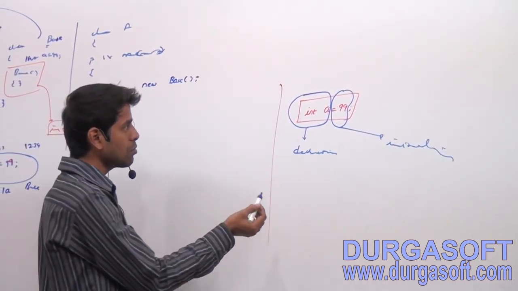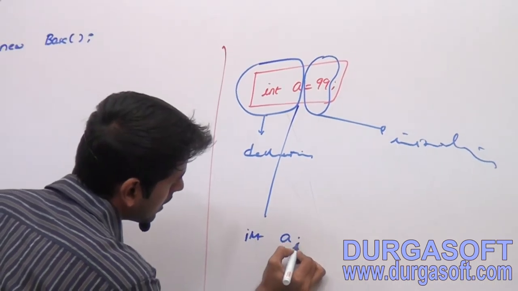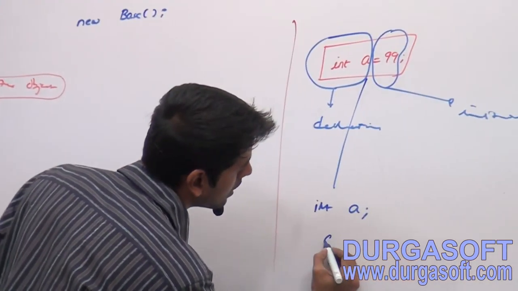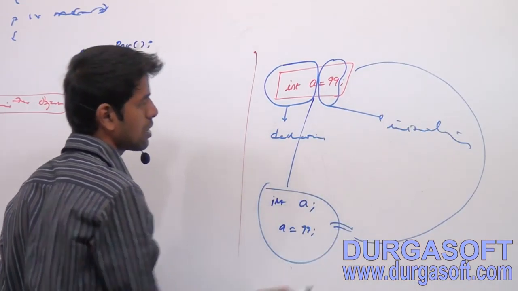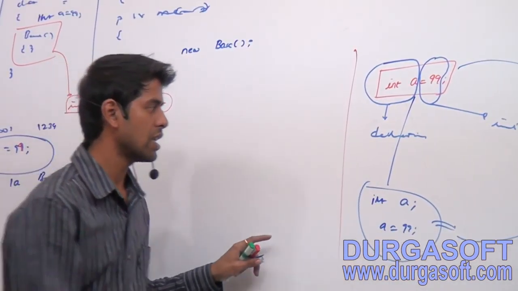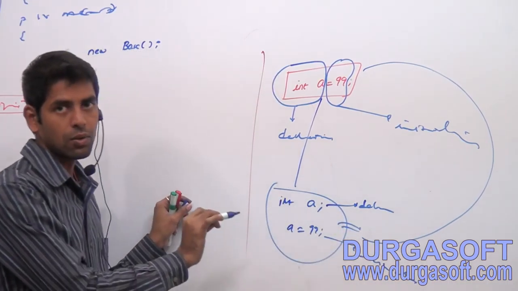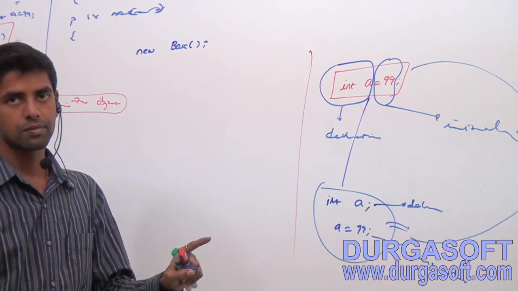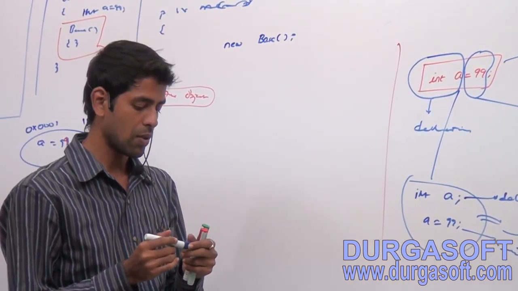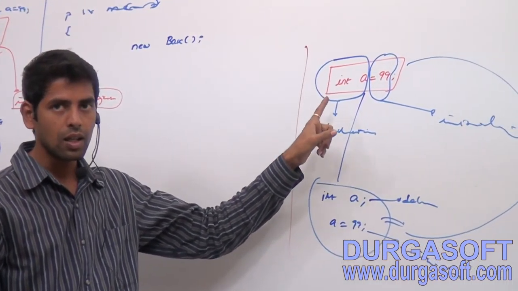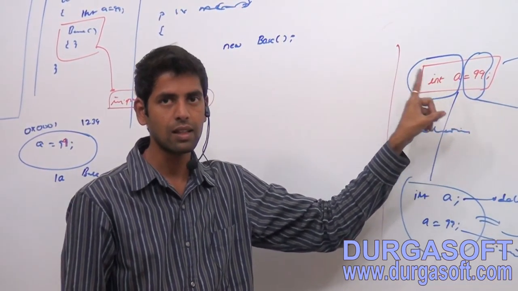Now this can be broken into two parts. Observe here. First declaration, later initialization. These two steps are equivalent to this one step. Both give the same meaning, and in memory they will occupy the same space. What is the meaning of this statement? Declaration and initialization within the same line.